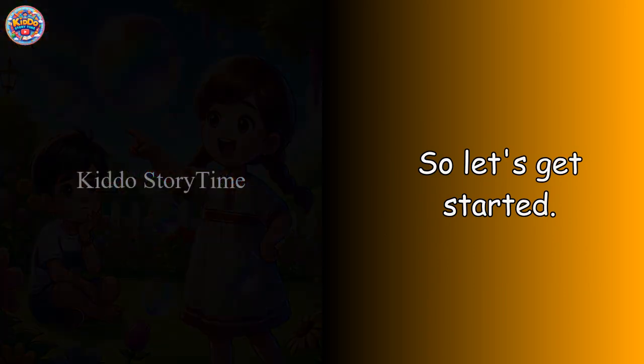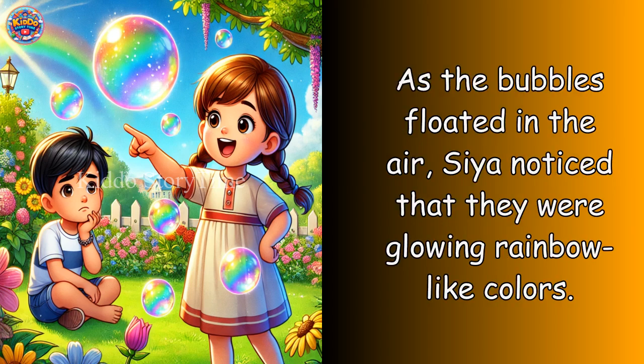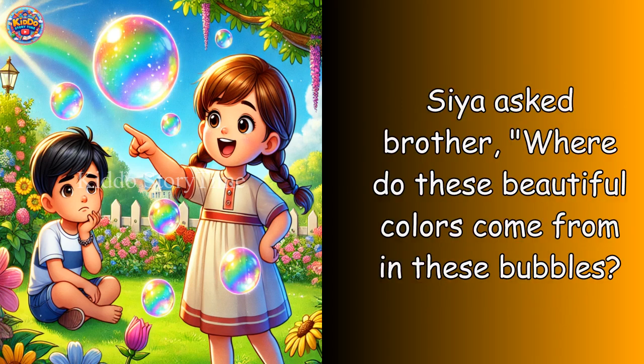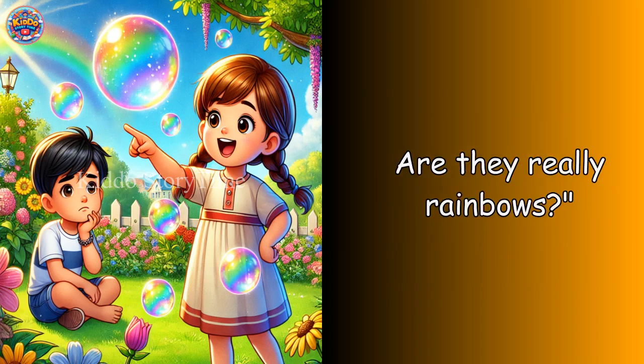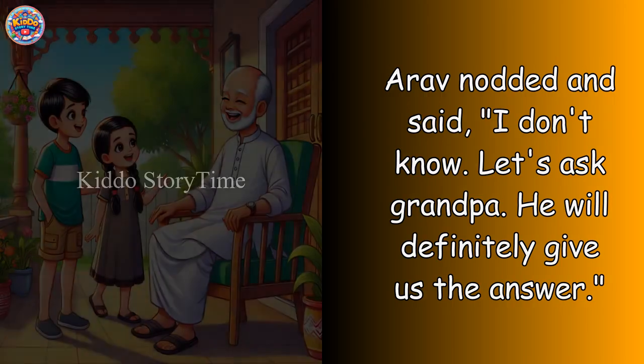So let's get started. One day, Arav and Sia were making soap bubbles in the garden. As the bubbles floated in the air, Sia noticed that they were glowing rainbow-like colors. She asked, "Brother, where do these beautiful colors come from in these bubbles? Are they really rainbows?" Arav nodded and said, "I don't know. Let's ask Grandpa. He will definitely give us the answer."